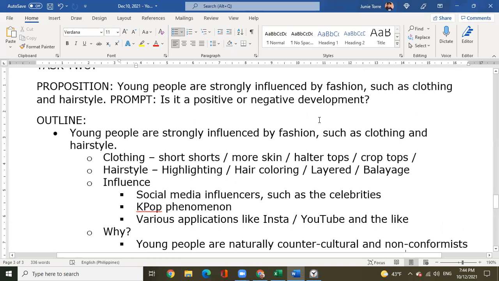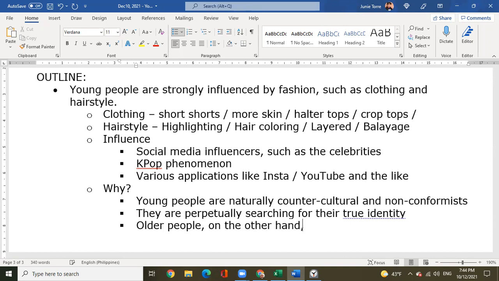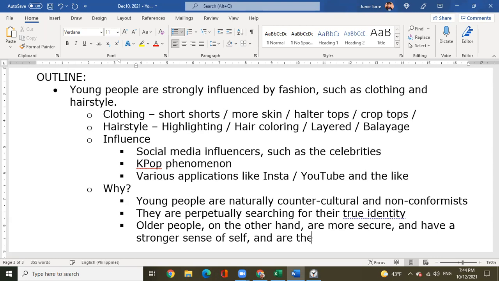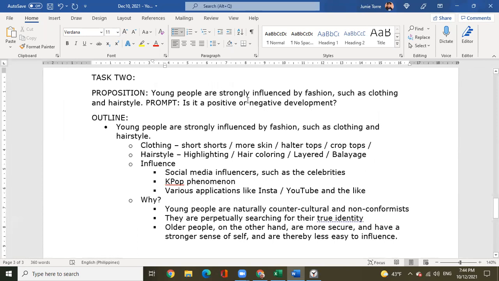Strongly influenced. And then since we mentioned older people, then young people, we should now compare it with older people. On the other hand, they are more secure and have a stronger sense of self. There. And they are thereby less easy to influence. There. Okay. So now we're going into the positive.